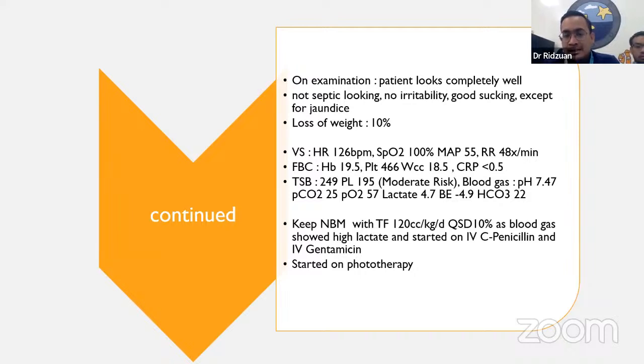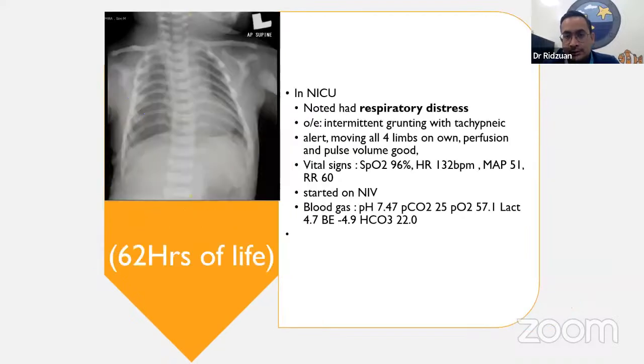The blood gas initially showed respiratory acidosis with a slightly high lactate of 4.7. We nil-by-mouthed this baby as the blood gas shows a slightly high lactate, and we started on penicillin and gentamicin infusions. Phototherapy was started as well.